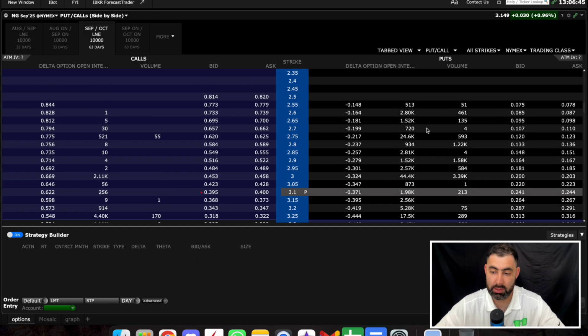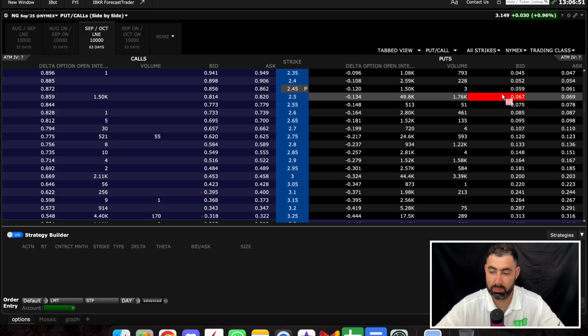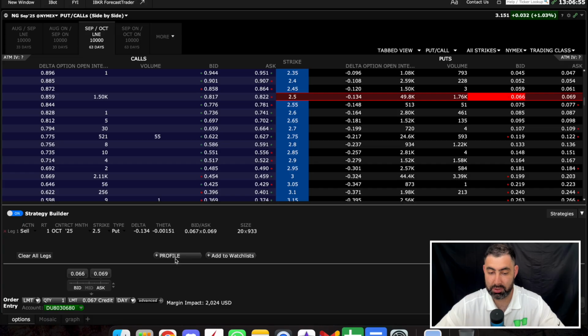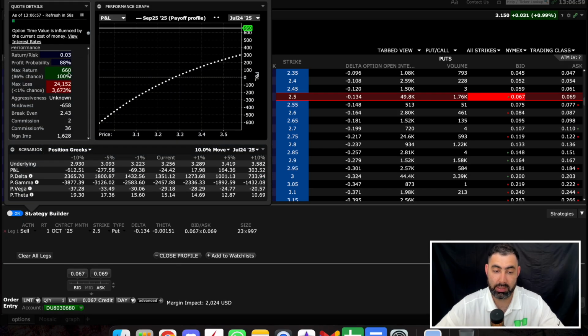So let's see what strike gives us about the same credit, and we have 2.45, 2.5. You know what? We can go to 2.5. It will actually give us a bit extra credit. And again, this is per one contract. So we are collecting even a bit more credit than we need to. And it can definitely be a good thing.